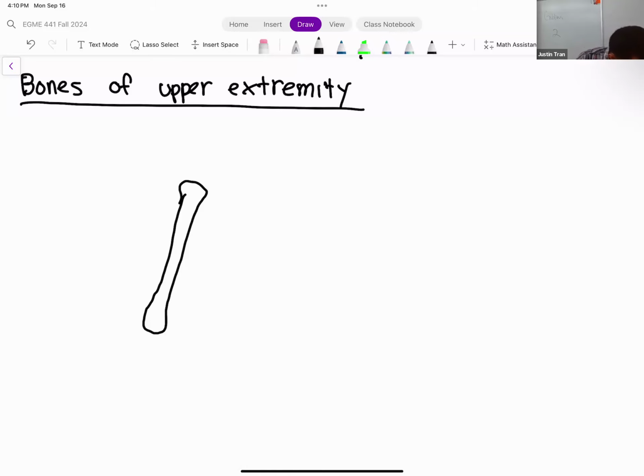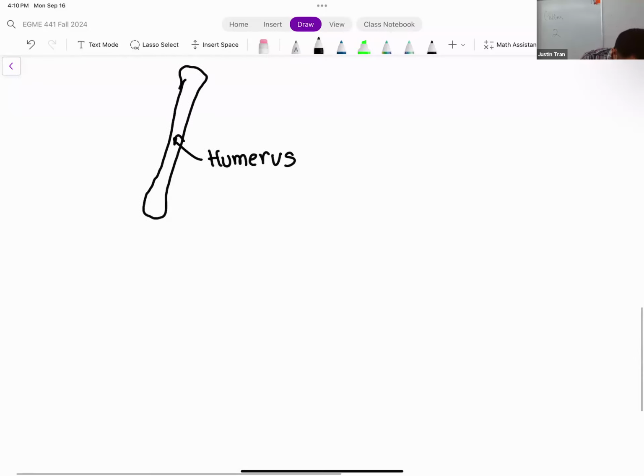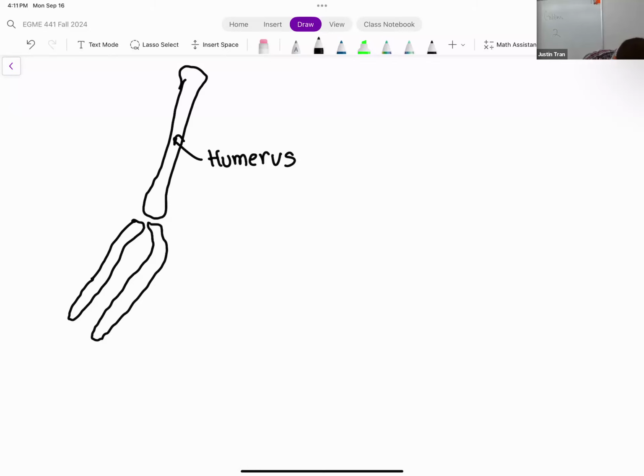So that's your humerus, your upper arm bone. Then in your lower arm, you have two bones that go parallel to each other. That's your radius and your ulna, right? So your radius looks something like this, and your ulna has a bigger head up here and comes down just like that.